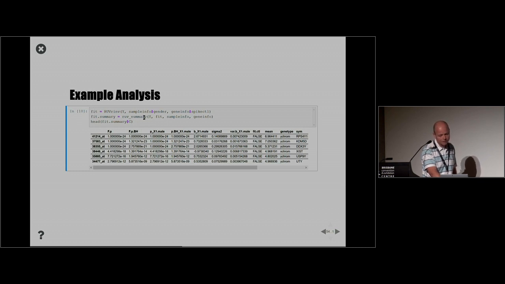And then I'm going to use the function RUV summary, which will take that fit and make a nice summary table out of it. So that again takes, I need to pass the expression data back, the fit variable, and also any information that I want to include in the summary about the samples, and any information that I want to include in the summary about the genes will go there.